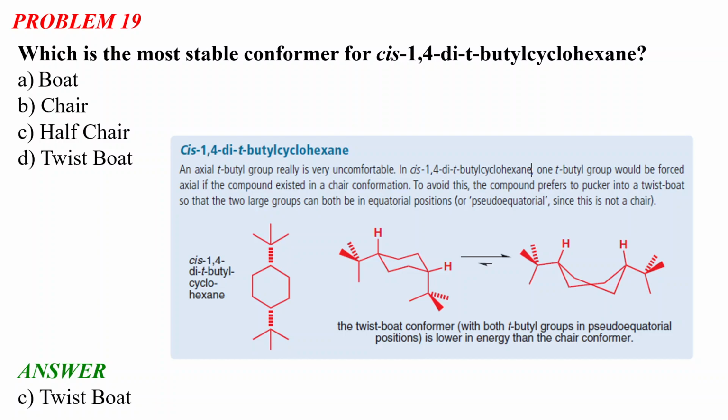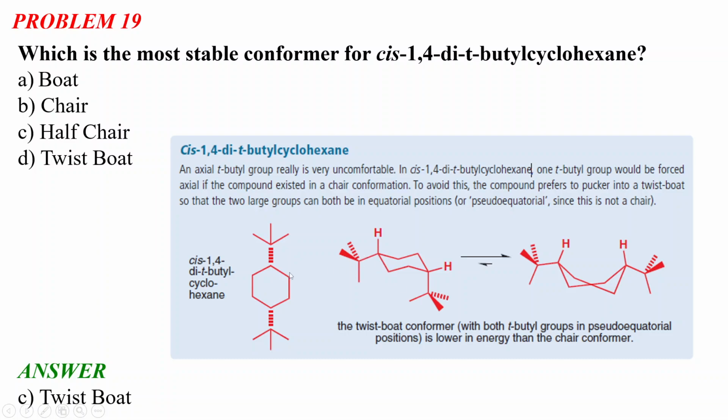The compound prefers to pucker into the twist boat, so that the two large groups can be in the pseudo equatorial position. It is called pseudo equatorial since it is not a chair, it is a twist boat. So what will happen if this compound stays in the most stable chair form? This will have the tertiary butyl group in the axial position, which will destabilize the molecule, because these large groups tend to prefer the equatorial position, okay.